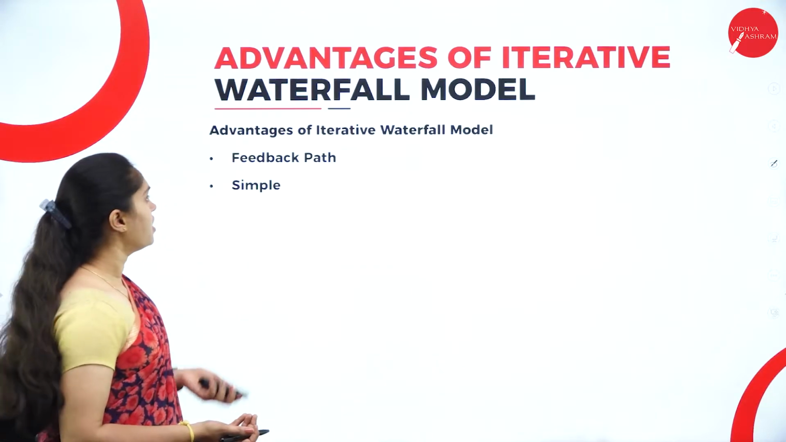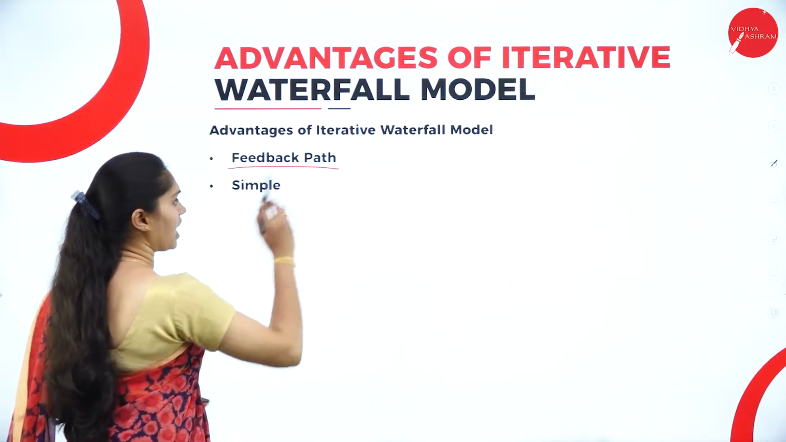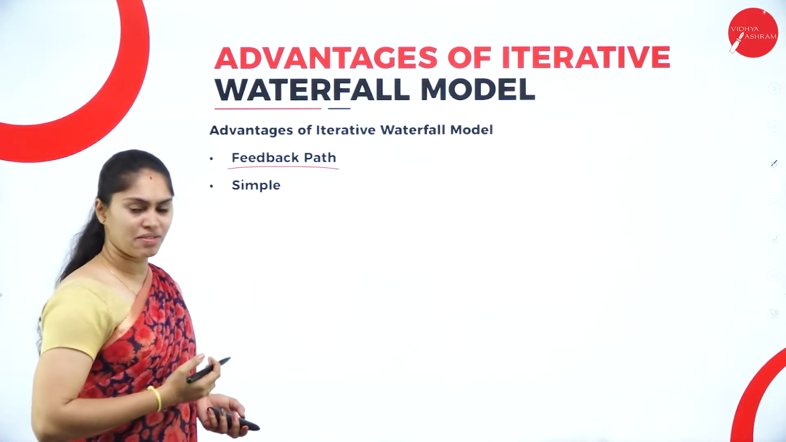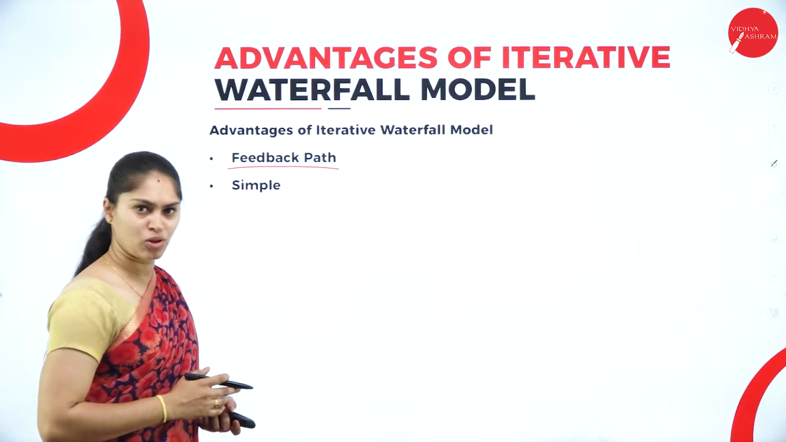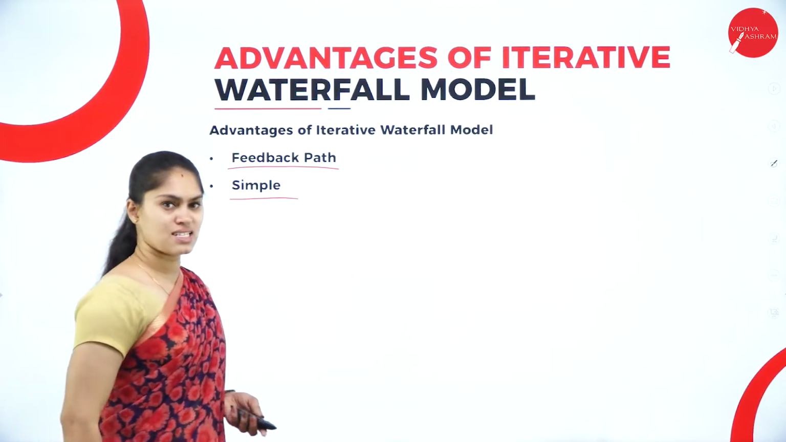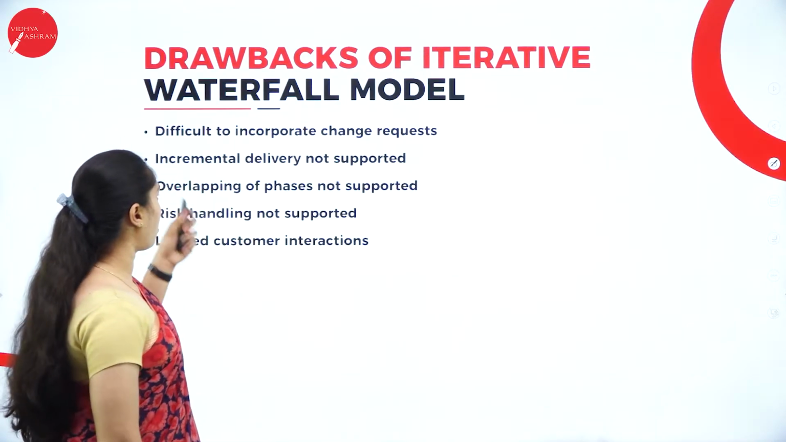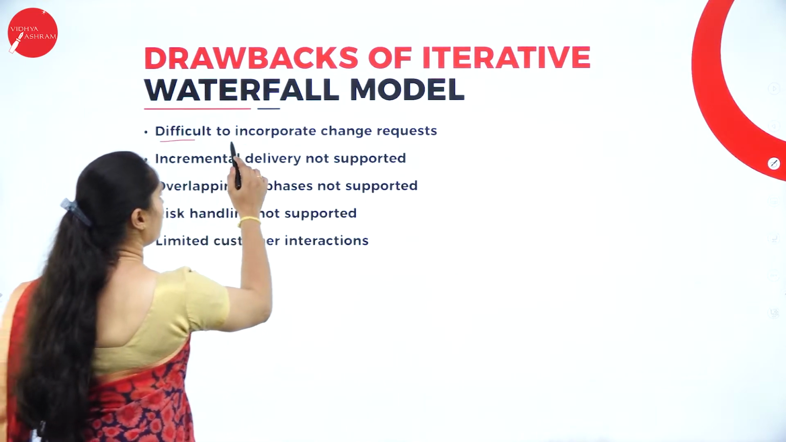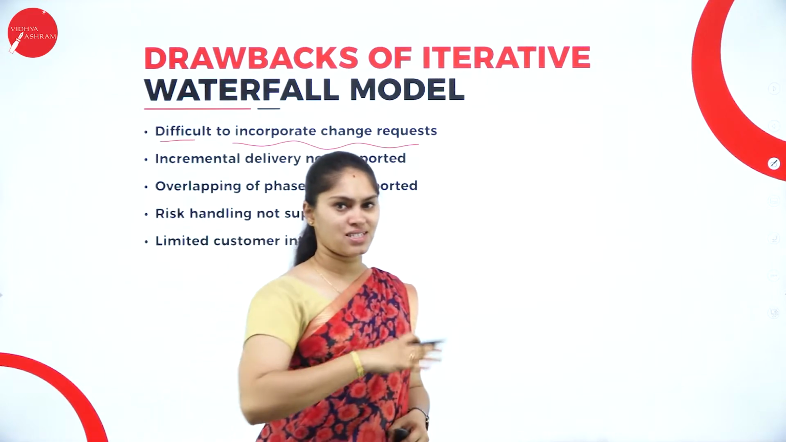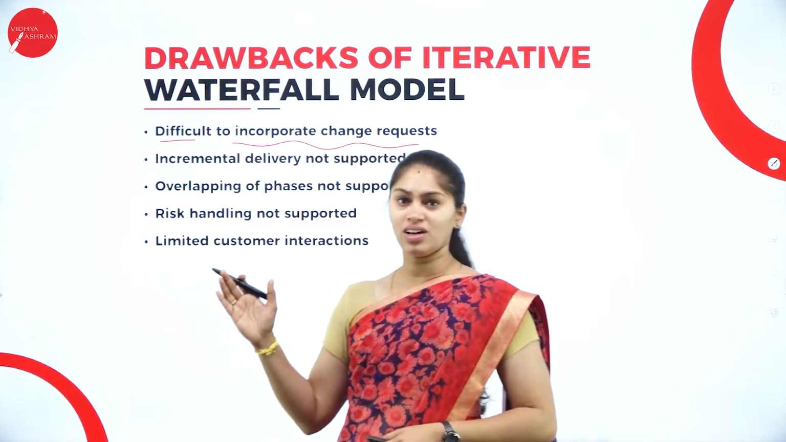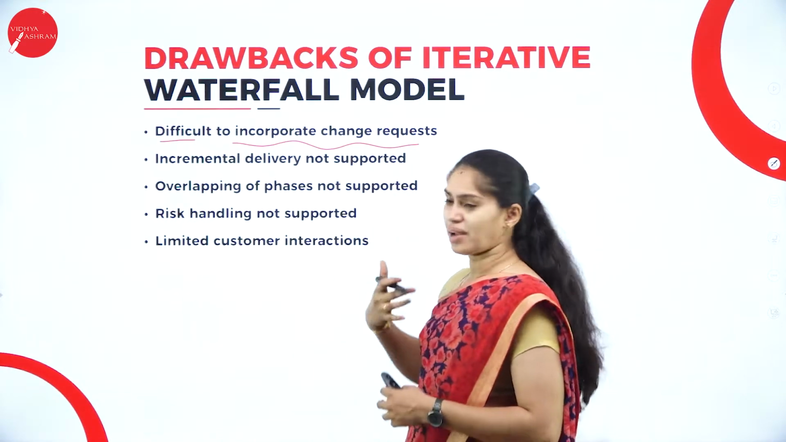Here also we have some advantages. Mainly we have a feedback path, and whatever advantages we had in the waterfall model come to this iterative waterfall model also, and somehow it is simple. And also we have some drawbacks. What is that? It is difficult to incorporate change requests. Why? Because once the feasibility study is over, we can't make changes frequently.